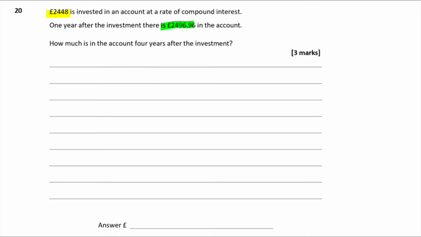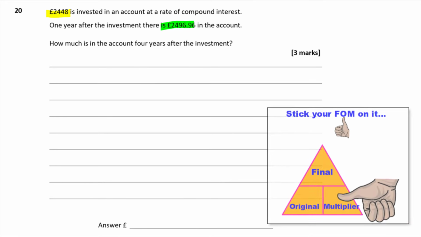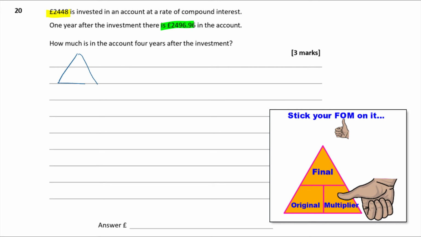Okay, so coming back to my triangle, final original multiplier, used it earlier, FOM, stick your thumb on it, just going to work out what F is, what O is, what M is. So the multiplier, really, and that's the thing we're trying to find here, isn't it? That is the percentage written as a decimal, and in this case, that is going to be the rate of compound interest. That's what we want to find. We want to find out what the percentage changes every year.